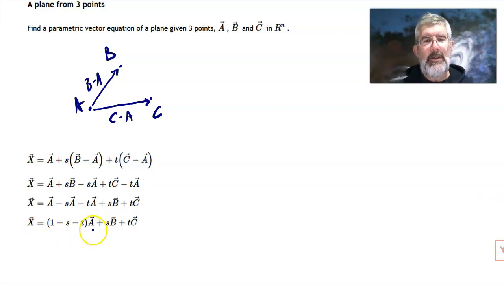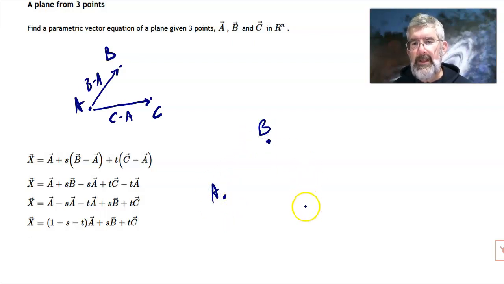I can clearly see where the 3 points are, A, B, and C. B is multiplied by s, C is multiplied by t, and then A is multiplied by 1 minus both of those 2 things. So the sum of the 3 coefficients here is equal to 1. This was the same as we did for a line, except we only had 1 variable. We had t, and we had 1 minus t for the multipliers out in front. So this is A and B and C.